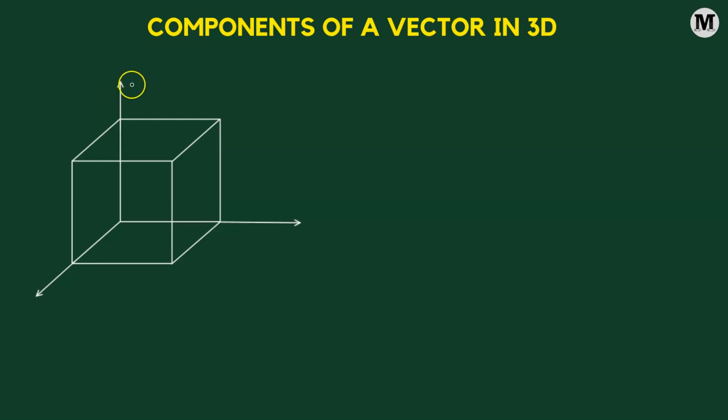Let's find the components of a given vector in three-dimensional space. To begin with, we consider a 3D coordinate system with the origin at O. Here we have the x-axis, which will be OX. Then we have the y-axis denoted by OY, and we have the z-axis denoted by OZ.